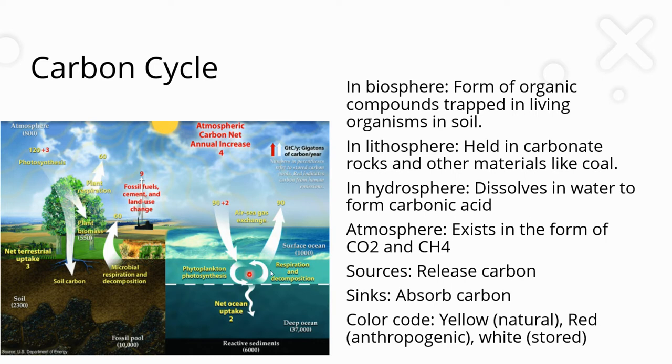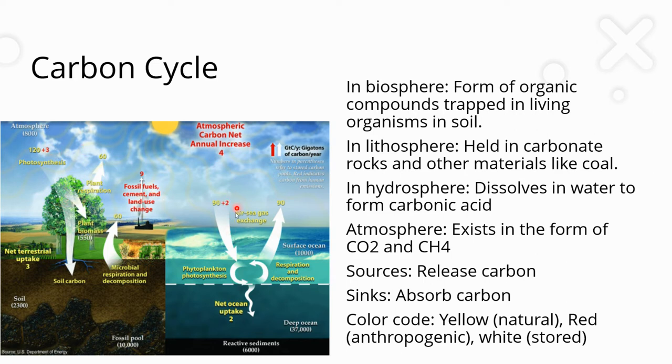If you look at the ocean as well, you can see that naturally 90 petagrams of carbon is being absorbed by the ocean, and then again naturally 90 is being released by the ocean. Now let's talk about these 9 that are made by humans, by anthropogenic activities. Among those 9 that are released in the atmosphere, 3 of them are being absorbed by the trees.